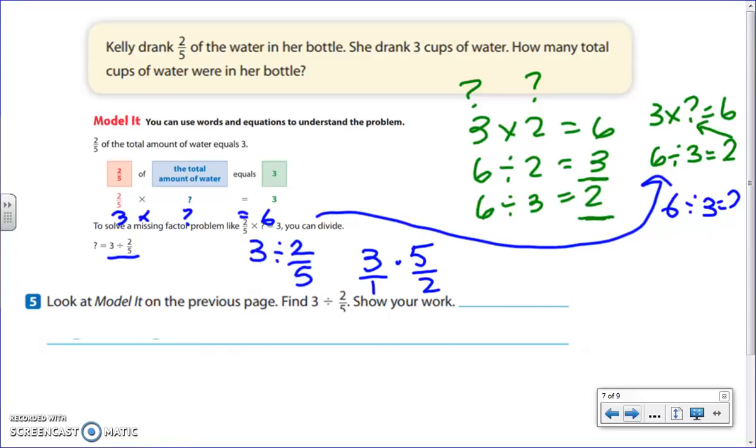I'm going to keep the 3, change the division to multiplication, and flip the second fraction. 15 halves. So in this case, 15 divided by 2 would be 7.5. Or you can think about how many times 2 goes into 15, which is 7, 1 left over, 7 1/2. So 3 divided by 2 fifths is the same as 3 multiplied by 5 halves, which equals 15 halves, or 7 1/2 cups.